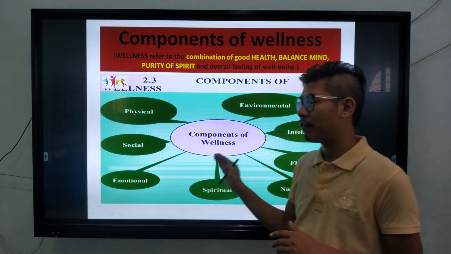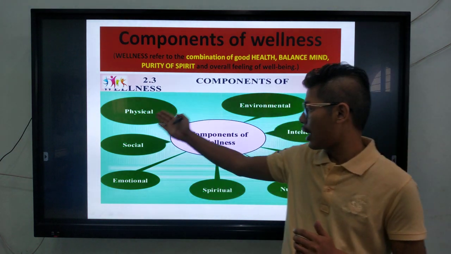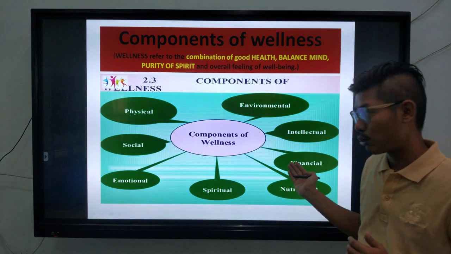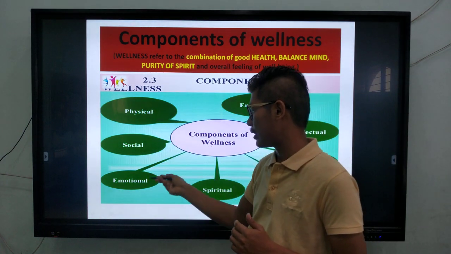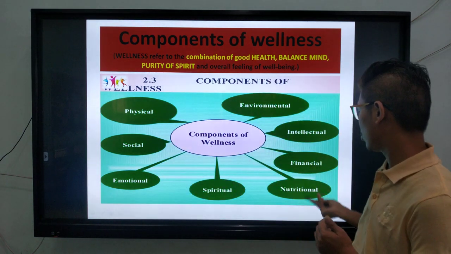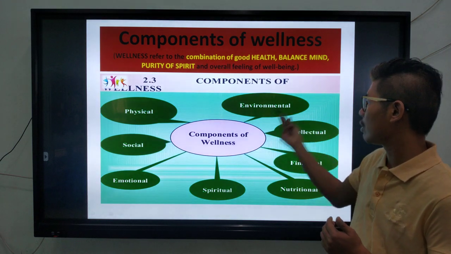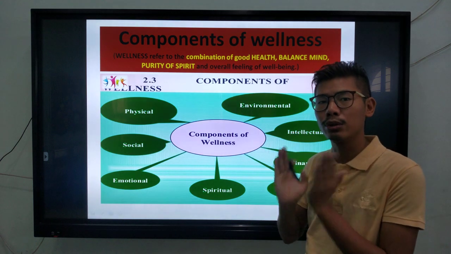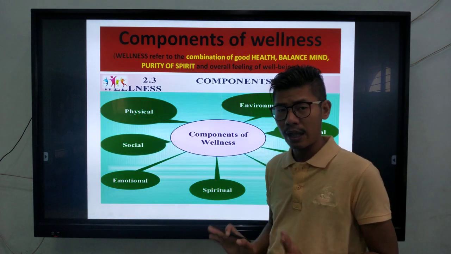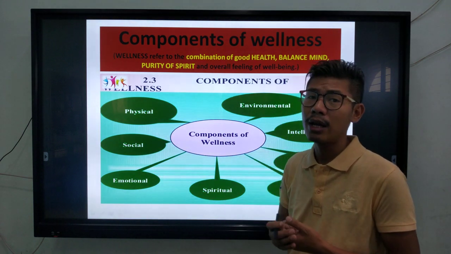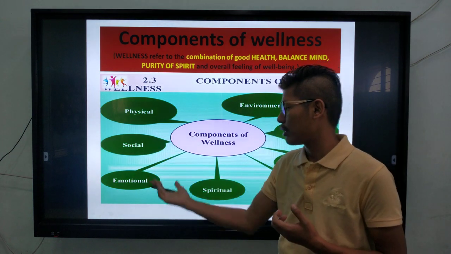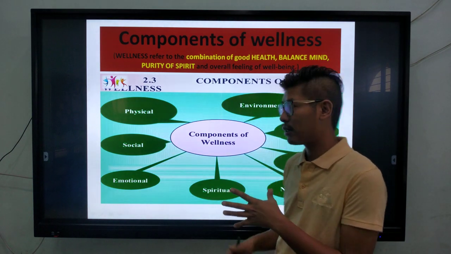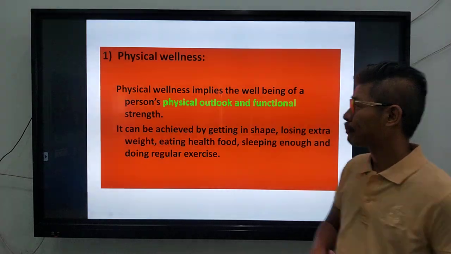Under the components of wellness, these are the parts of wellness: physical wellness, social wellness, emotional wellness, spiritual wellness, nutritional, financial, intellectual, environmental. All of these must be present in you, and you must be in good condition. So you must have good health conditions to have a sound wellness and social environment. We'll discuss these parts in detail.